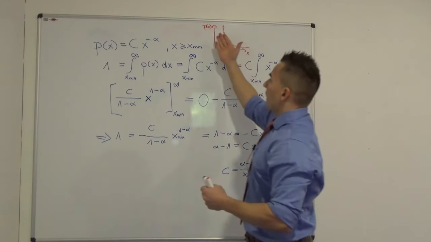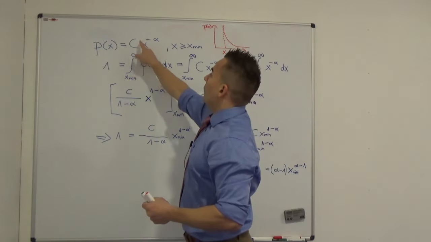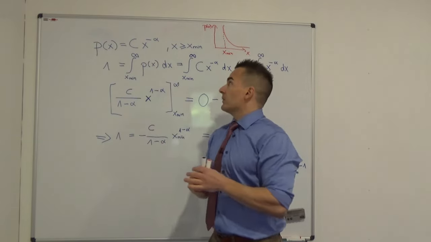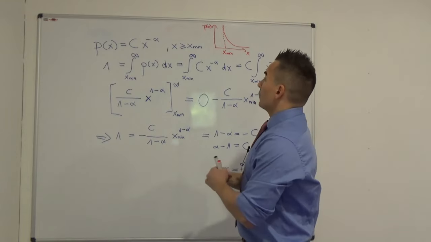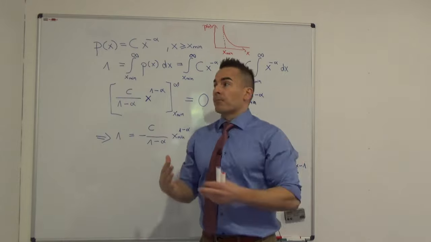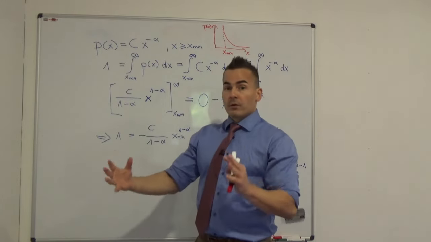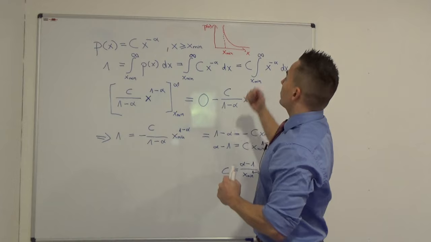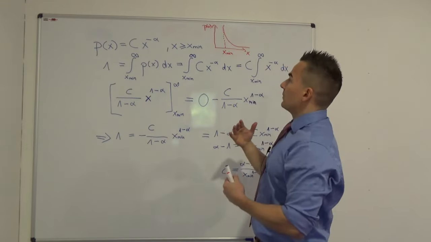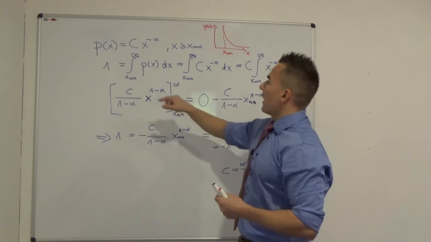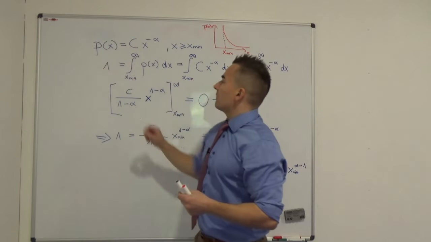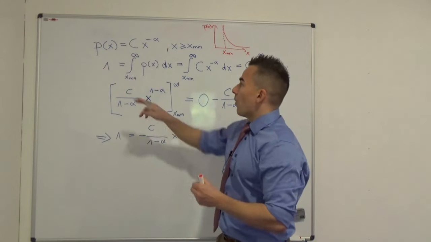So the first question arises: what is this value C, the constant C? How can we define the constant C? We know that a probability density function integrates to 1 over the whole support, and it starts at x minimum and goes to infinity. So what we have to do is take the integral from x minimum to infinity of the probability density function and set it equal to 1.